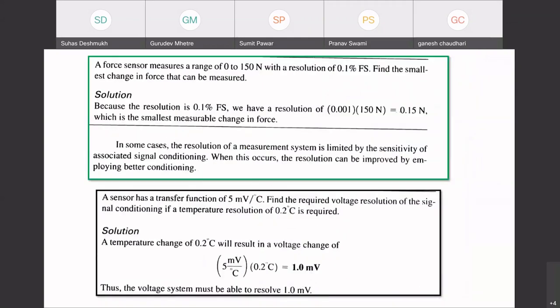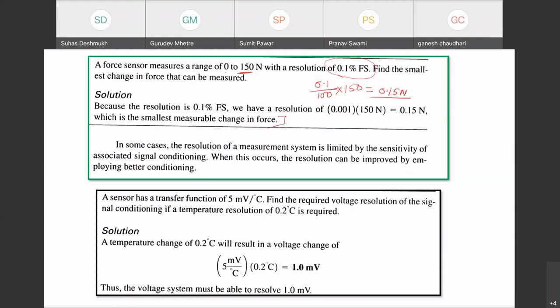Another example: a force sensor measures the range 0 to 150 Newton. Resolution is 0.1% of its full scale. Full scale means this 150 I need to take. Find the smallest change in the measure. You can have 0.1 divided by 100 into my full scale reading, 150. I get 0.15 Newton as the measurable change in the force I can sense.